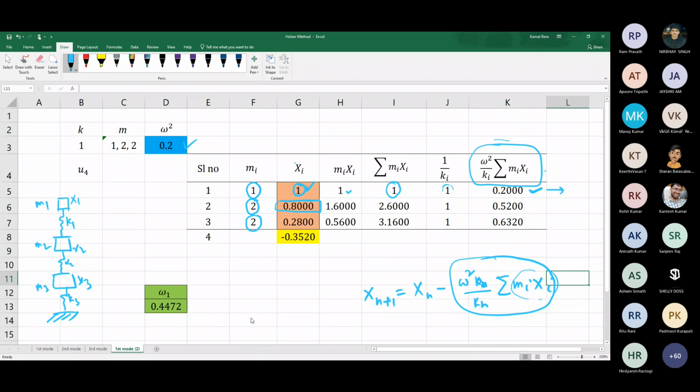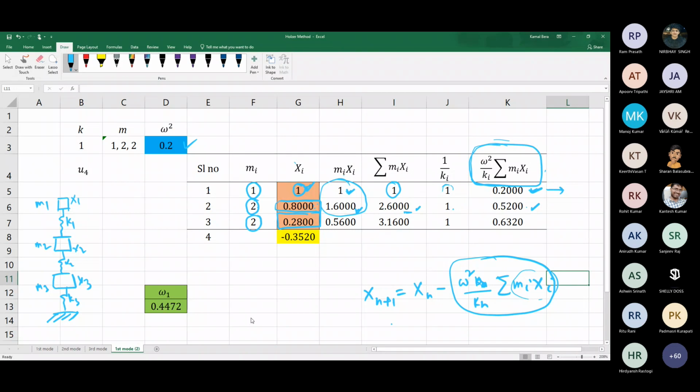So you got 0.8, right? So x2 minus x1, like that. Now m2x2 will be 0.8 into 2, 1.6. The summation of mixi, the previously m1x1 and m2x2, that is 1 plus 1.6, 2.6. Correct? 1 by k is already k. So if I do this, I'll get 0.52. How am I getting 0.28? That is 0.8 minus 0.52, right?